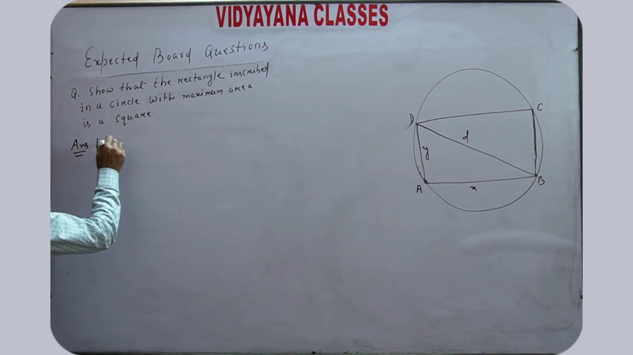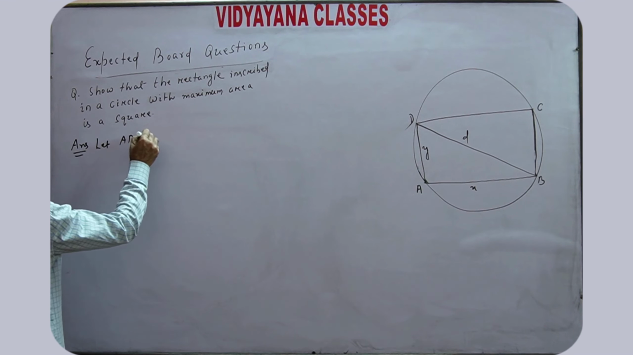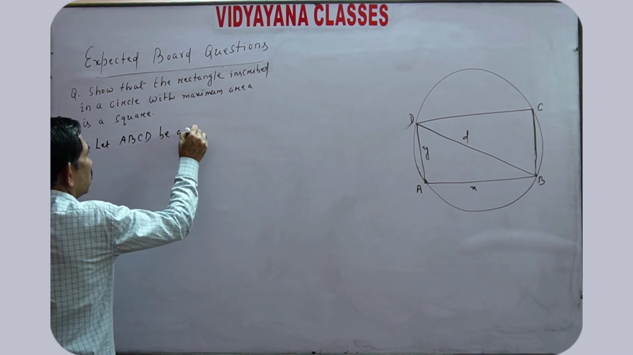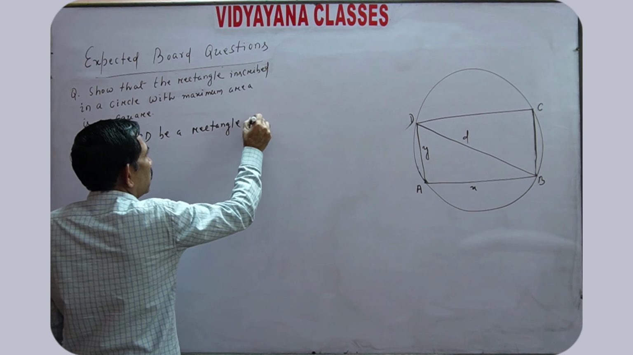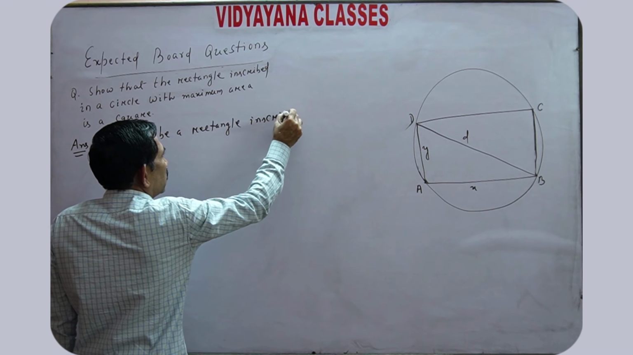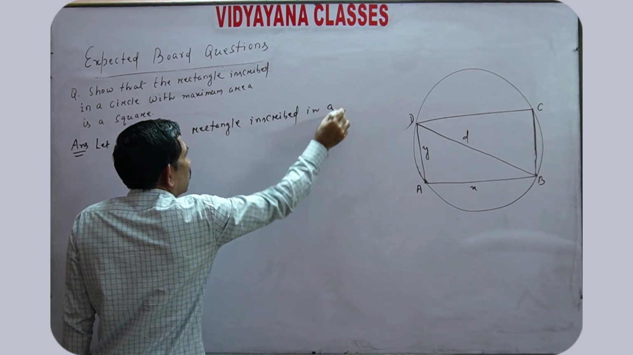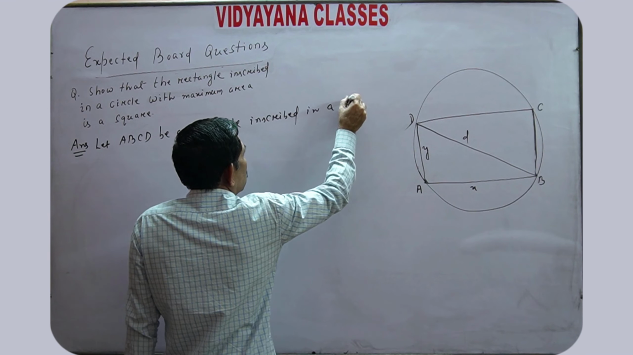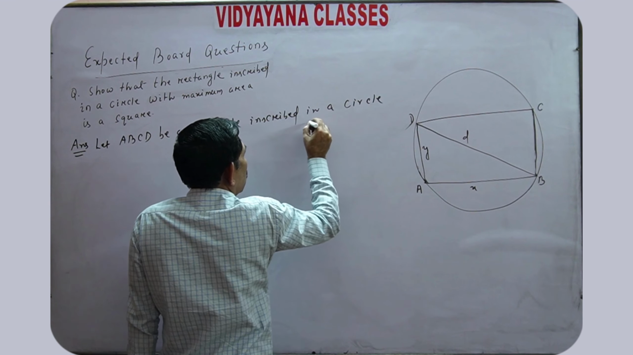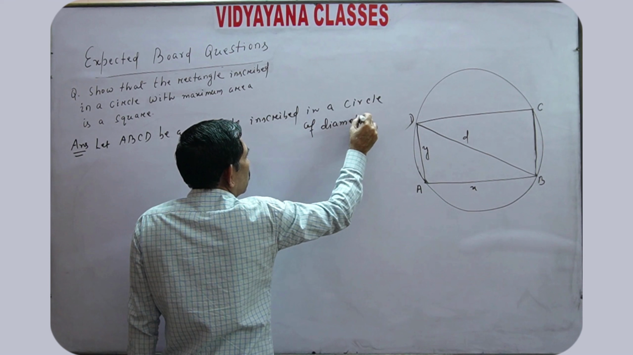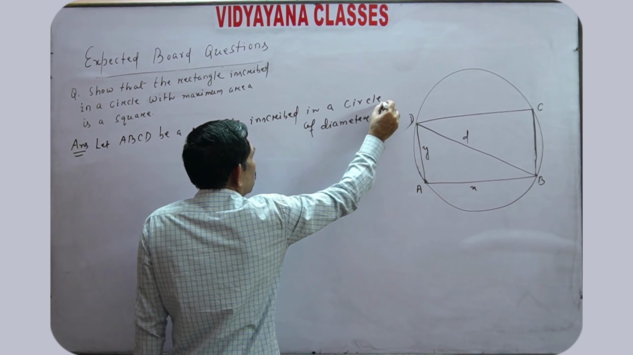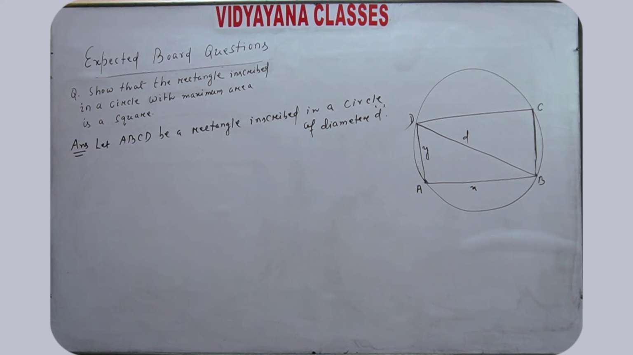Let ABCD be a rectangle inscribed in a circle of diameter D.